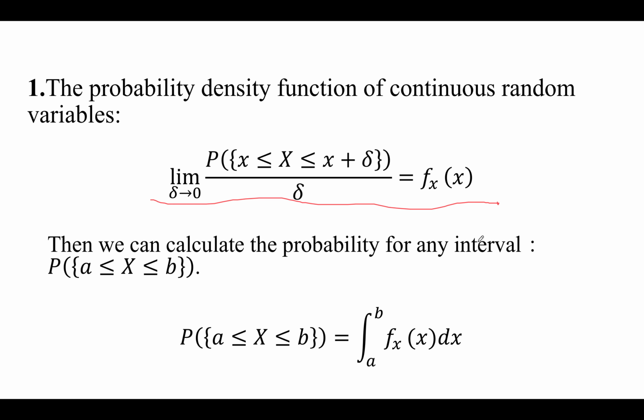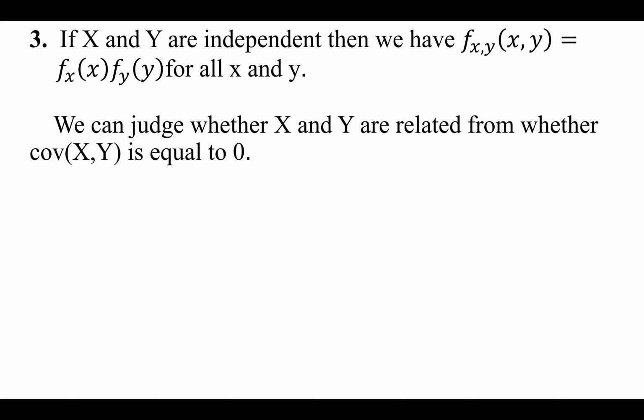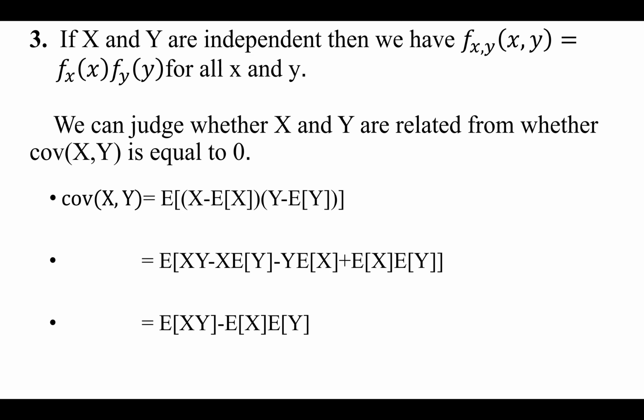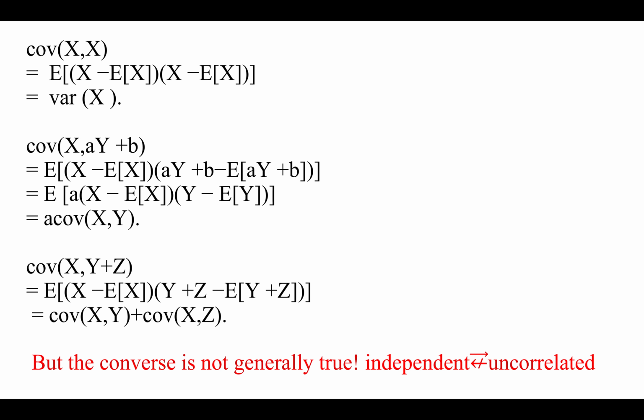We can judge whether x and y are related from whether the correlation coefficient between x and y is equal to 0. The calculation formula is given as follows. But the converse is not generally true. Independence implies no correlation, but no correlation does not imply independence.